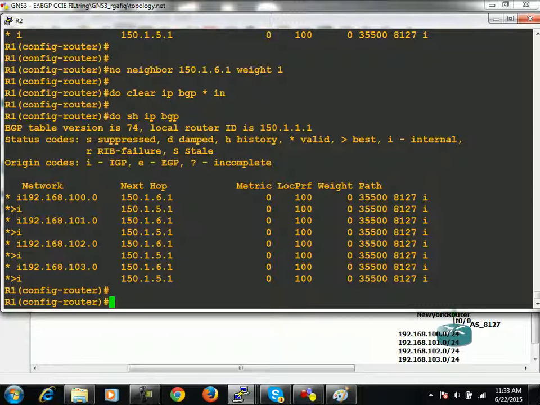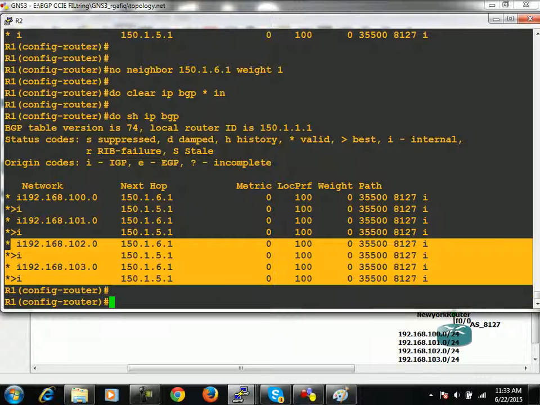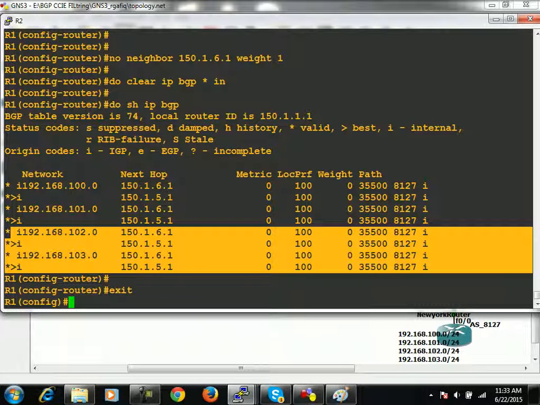This time I want to configure its best path via R6 only for 102 and 103, not for the first 2 prefixes. What will I do this time? I will configure its best path via R6 only for the last 2 prefixes, 102 as well as 103. So this time I want to change weight only for these 2 prefixes. You can change your weight for some specific prefixes only with the help of a route map.